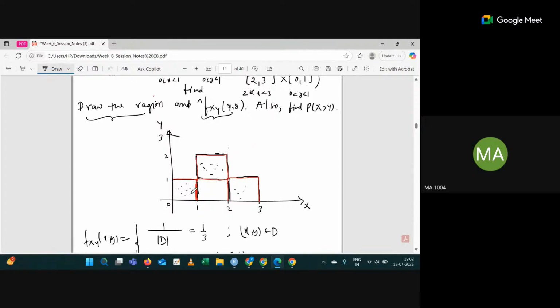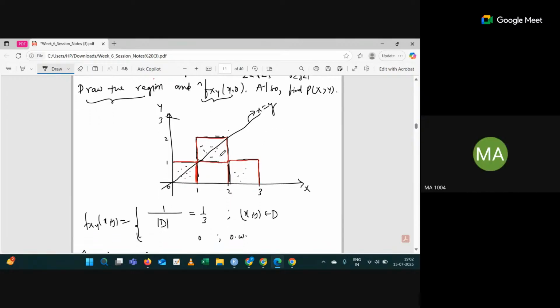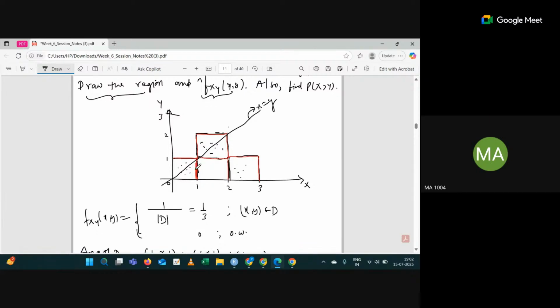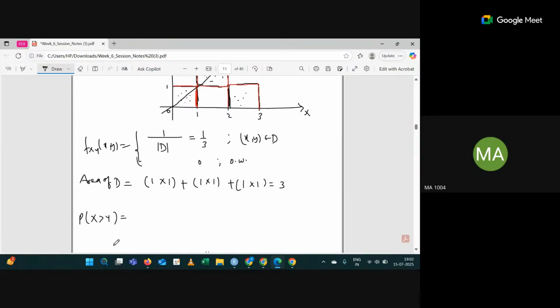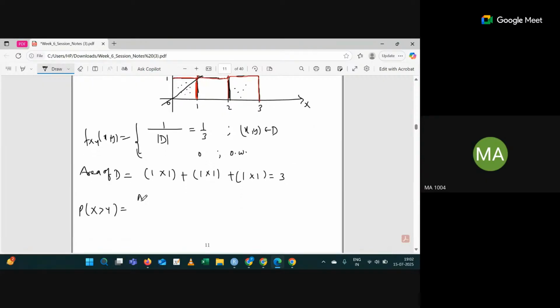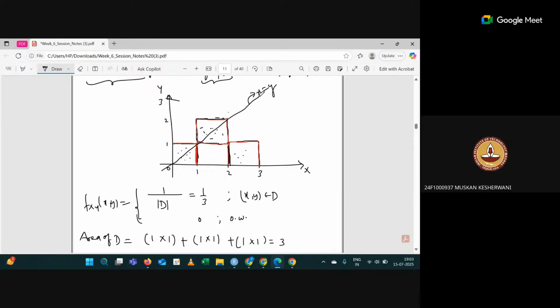Just try to relate. Actually, I'm not able to draw properly. This is the x equal to y line. Yes or no? Yes, sir. So if this is the x equal to y line, then I can find the area of D. There are 2 ways, right? First, I can find the area of A and divide by the area of D. So what is the area of A? Basically, I'm interested here in x greater than y. So what is the greater than y part? Below or lower? Lower part, right?